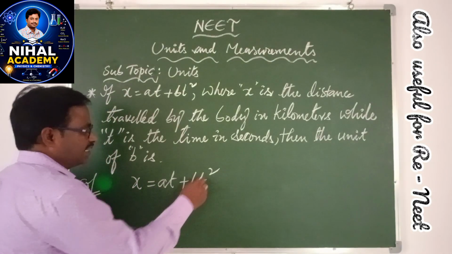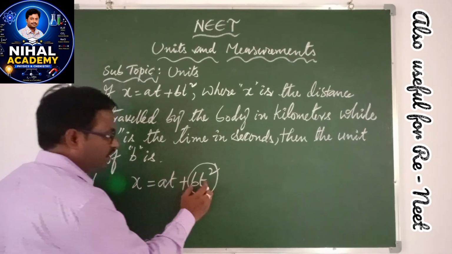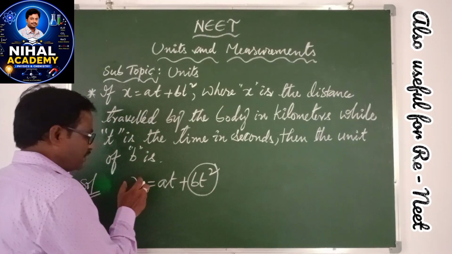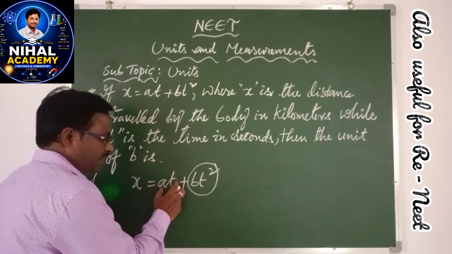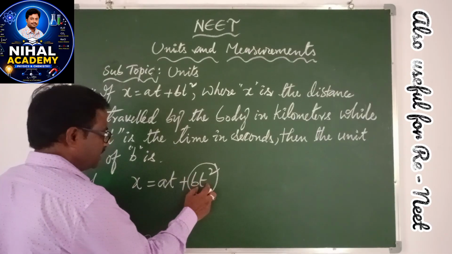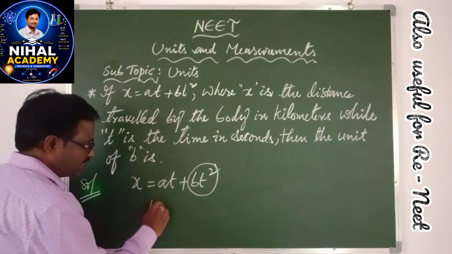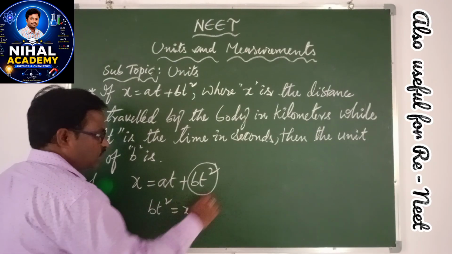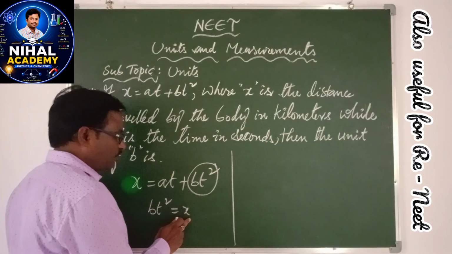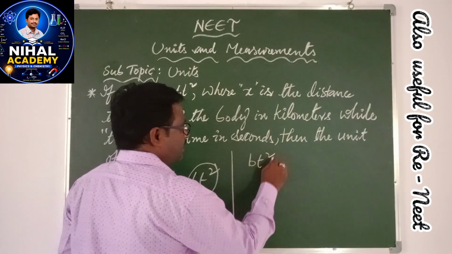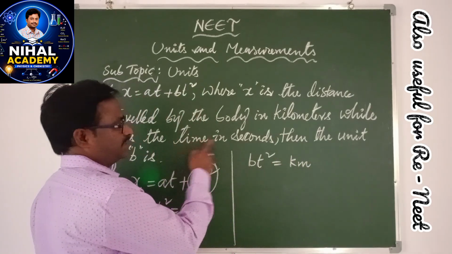So we can equate BT square to x, because the units of x are equal to the units of BT square. The dimensions of x are equal to the dimensions of BT square, and the dimensions of x are equal to the dimensions of AT. We can equate BT square to x, because we have to calculate the unit of B. So BT square is equal to x. What he said is the distance traveled by the body in kilometers. So BT square is equal to kilometers, and T is the time in seconds.